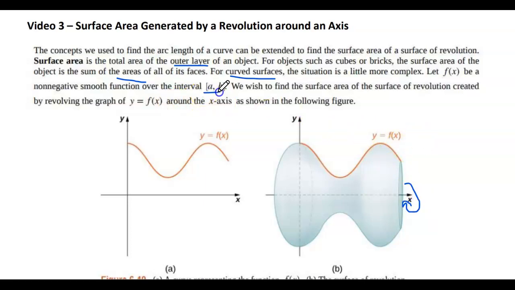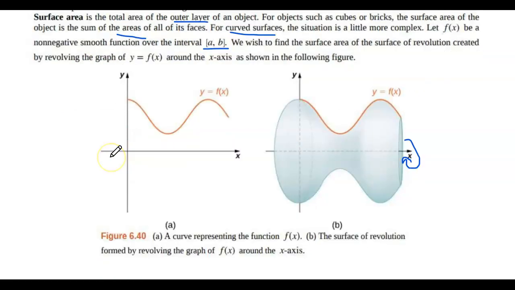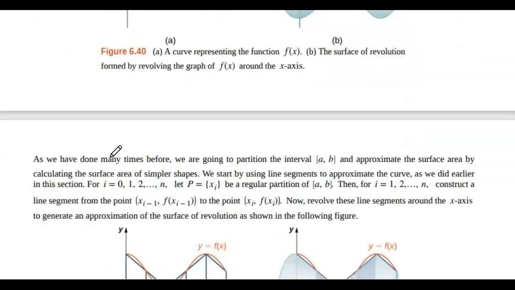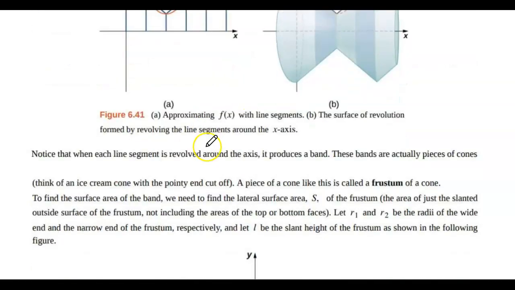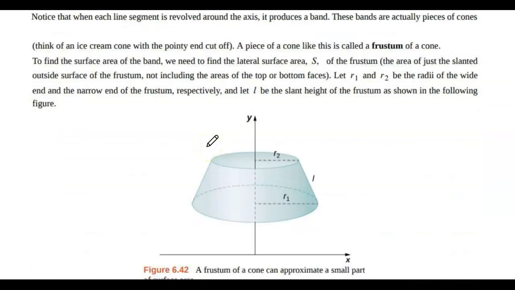So if we look at this interval from A to B and we want to find the surface area of revolution, just like we've done many times before, we're going to break this up. You take those line pieces and wrap them around, and then we look at their function values, the difference between those function values, and we make delta x really, really small. All right, well, let's look at the surface area of each one of those pieces.